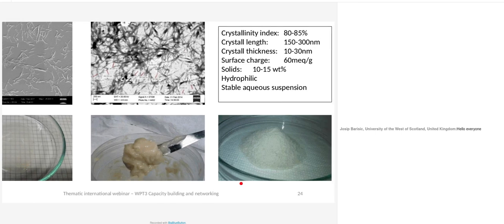And this is the latest achievement in our pilot run production: we can produce dry nanocrystalline cellulose also. If you mix this powder with water, you will get this kind of stuff, as in the standard way.